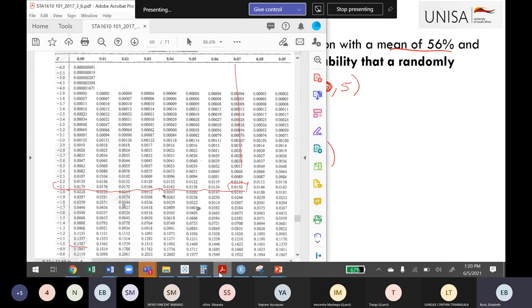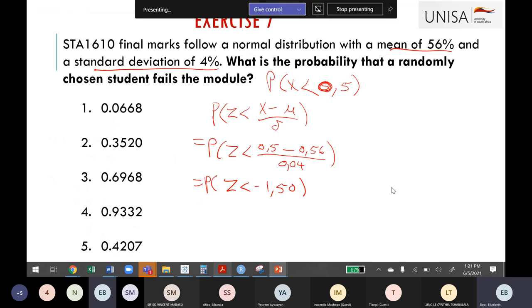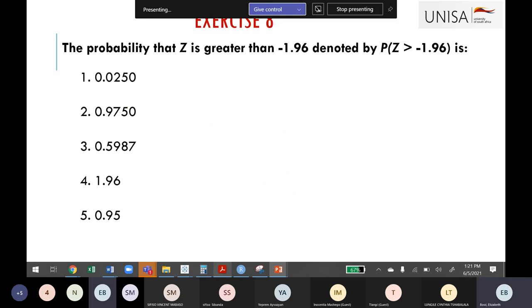So we go to the table. And what do we get? 0.0668, which is option number one.